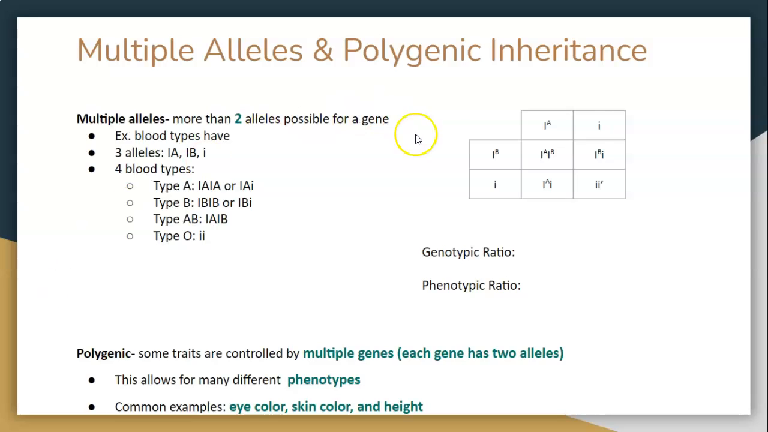But if we stop for a second and look at this Punnett square, you'll notice that we have our one parent being IA lowercase i, which is type A blood, and our second parent being IB lowercase i, which is type B blood.